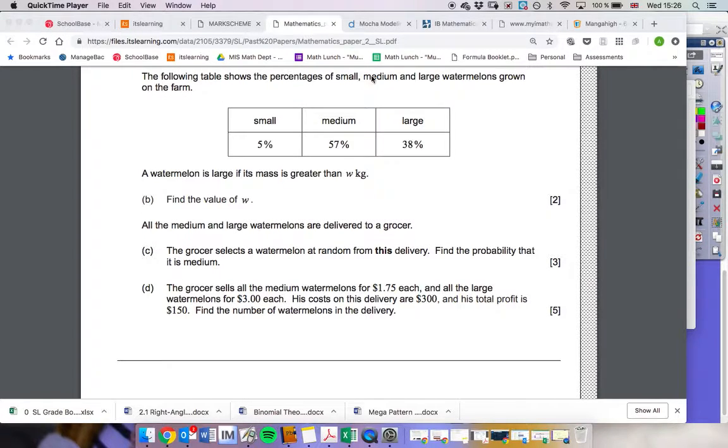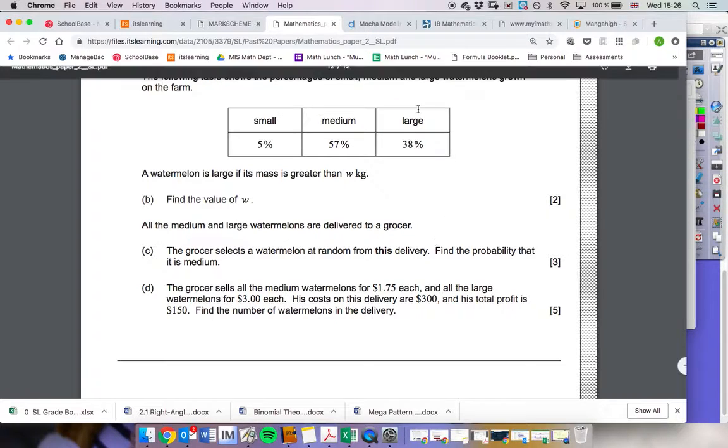The following table has the percentages of small, medium and large watermelons grown on the farm. As we move on to part C, we read that all the medium and large watermelons are delivered to a grocer, so he or she does not receive the small watermelons. The grocer selects a watermelon at random from this delivery. So we're ignoring the small ones, we're just looking at medium and large. Find the probability that it is medium.